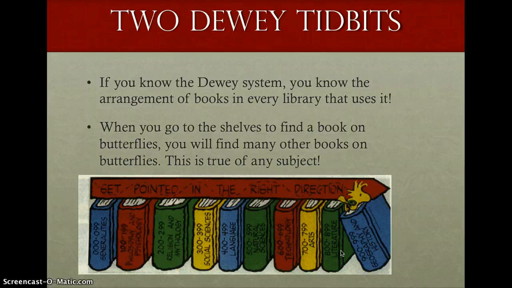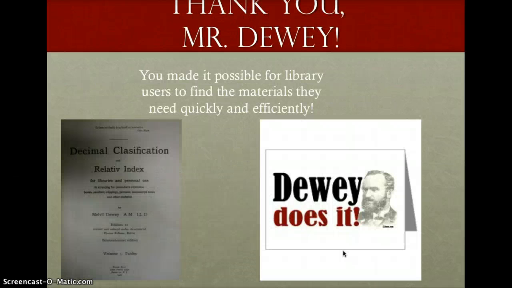Here's a couple of Dewey tidbits. If you know the Dewey system, you know the arrangement of books in every library that uses it. And when you go to the shelves to find a book on butterflies, you will find many other books on butterflies. This is true of any subject, because the books are arranged by subject. Thank you, Mr. Dewey. You made it possible for users to find the materials they need quickly and efficiently.